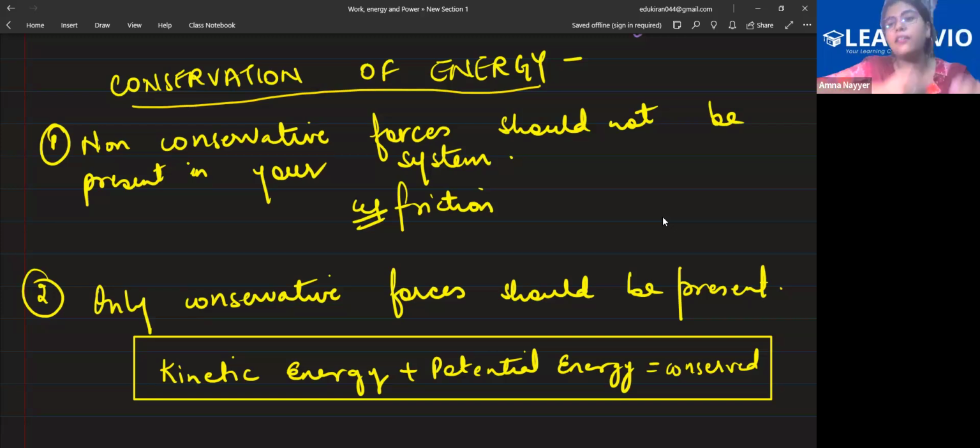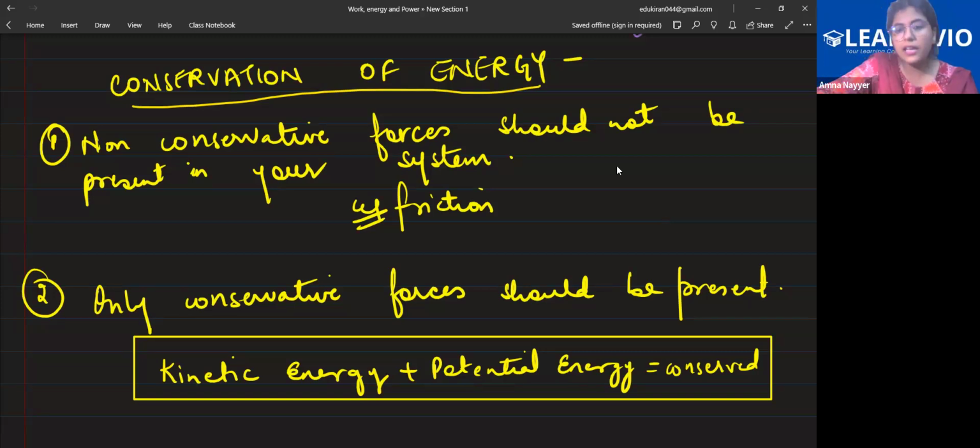It just transfers from one form to another. Like kinetic can transfer to potential, and potential can transfer to kinetic. So this is how the system goes about. Non-conservative forces should not be present in your system. Why? Like frictional forces, these are dissipative forces. They can get transferred in the form of heat. So we are not talking about non-conservative forces because they'll be dissipated. We are only talking about conservative forces.